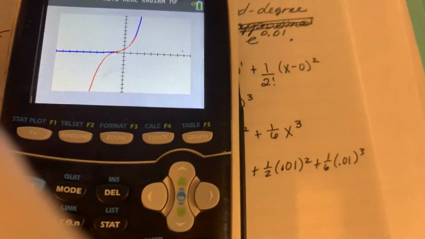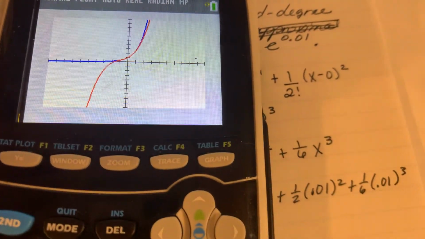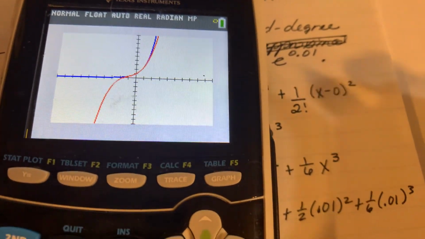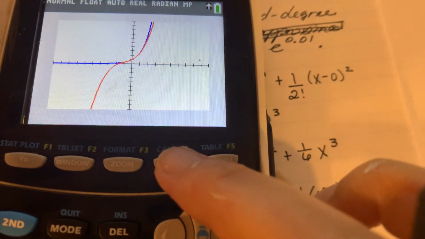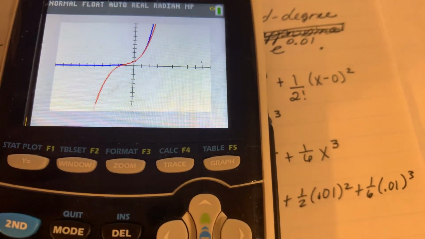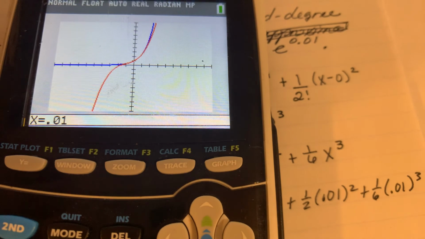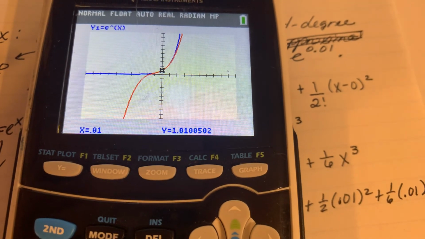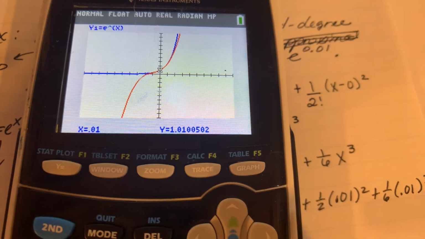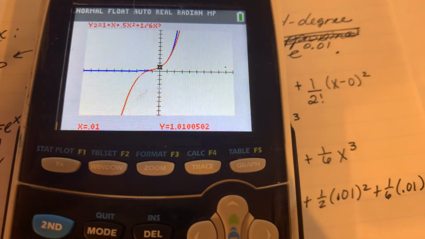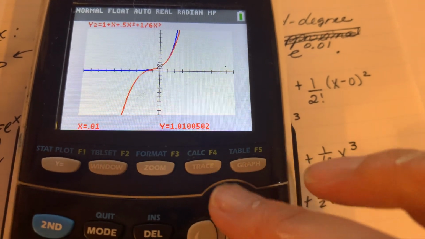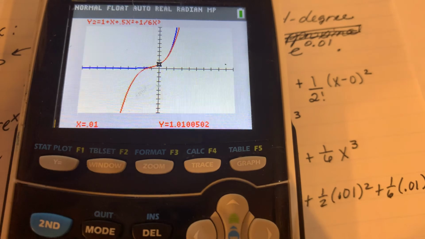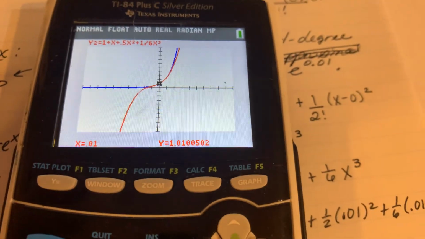Sorry, I'm so shaky. I was painting. Woo, look at that. That is pretty awesome. Okay, now I'm going to just evaluate. I'm going to do 0.01. And for e, I get 1.01000502. And look at that. Man, that's pretty amazing. And that's only third degree. That was not that hard. Okay. All right.